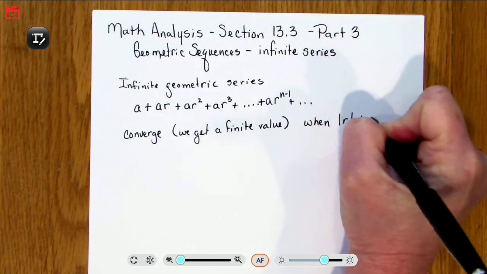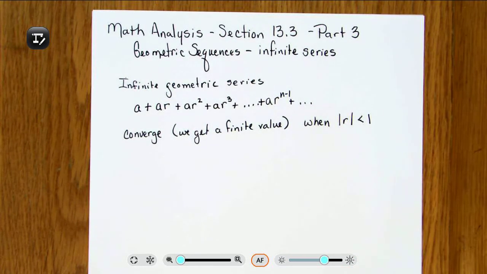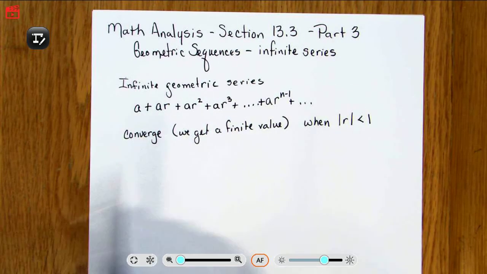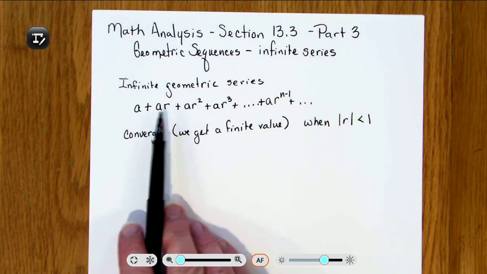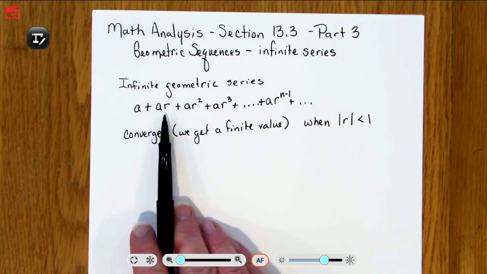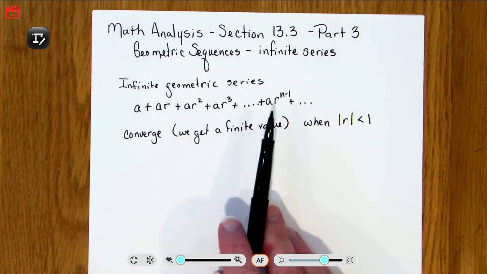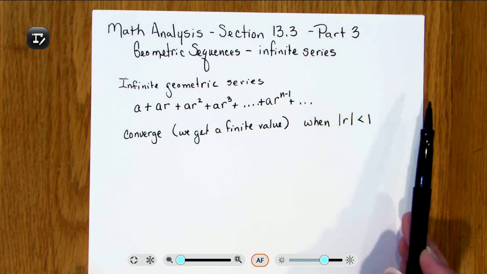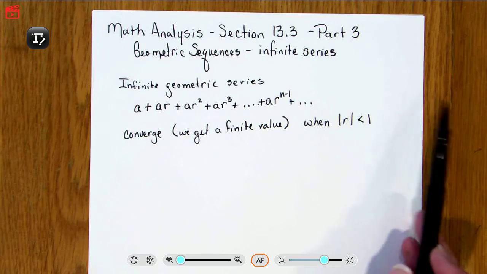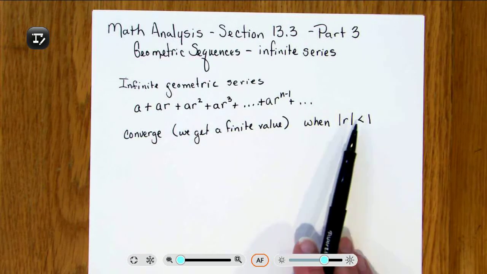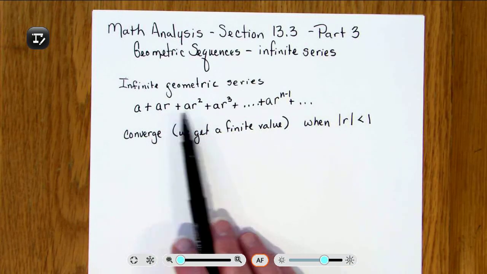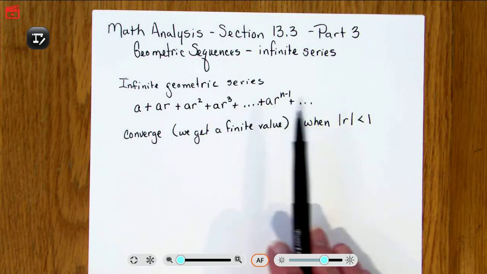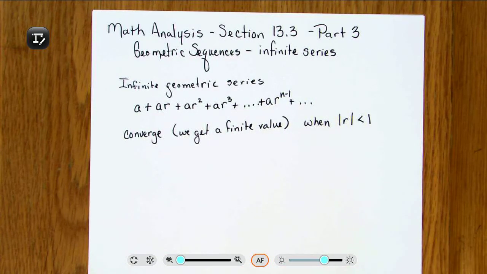is less than 1. Okay, so if our r value is less than 1, if you can remember the first video in this section, we talked about what happens when r is between 0 and 1. We saw that these terms got smaller and smaller and smaller. So eventually we're adding basically 0. So we're not really adding anything anymore. If r was bigger than 1, these terms kept getting bigger. So every time we'd add something, it would get bigger and bigger and bigger.